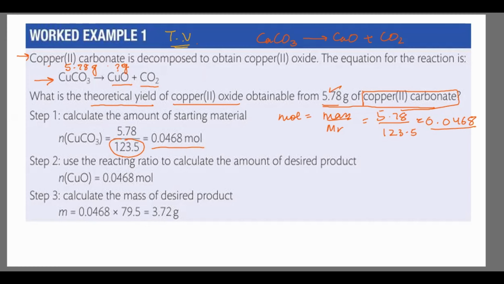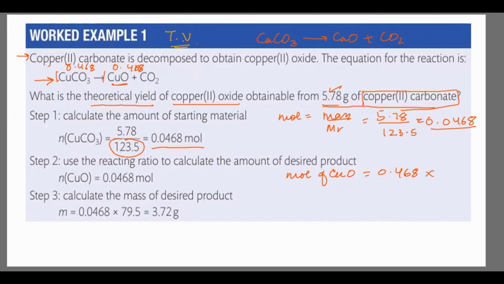So this many moles we will be getting if we take this mass. After this step we will be moving on to the ratio. The equation is saying that the ratio of copper oxide and copper carbonate is 1:1. So basically 0.0468 moles of copper carbonate is producing 0.0468 moles of copper oxide as well. So the moles of copper oxide are the same, that is 0.0468. Now we have to convert these moles into mass.